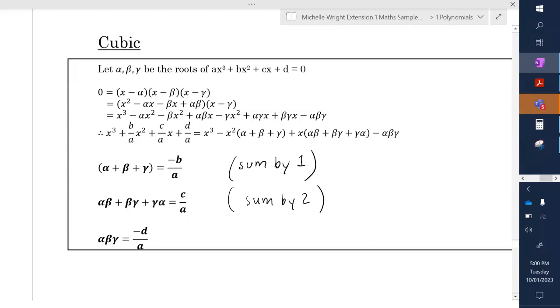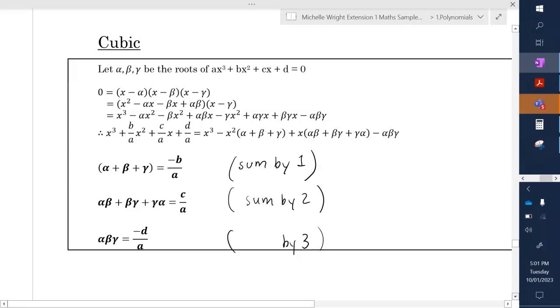The third one, we're multiplying the 3. But a lot of people like to call it sum by 3. It's not sum by 3 necessarily because we're not summing, so I'm just going to say by 3. In this case, that's our product of the 3 of them, and that's going to be minus d on a. Now what you'll notice is we've got b on a, c on a, d on a: minus, positive, minus.